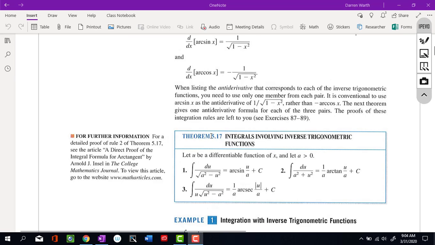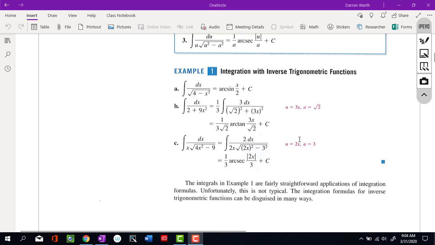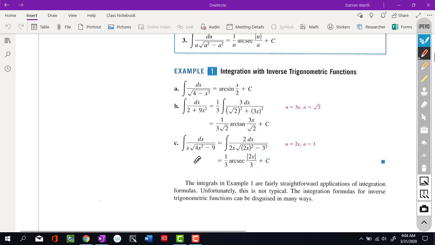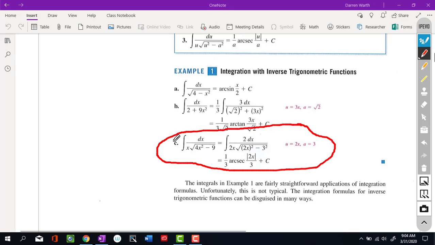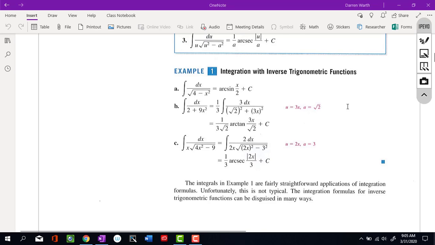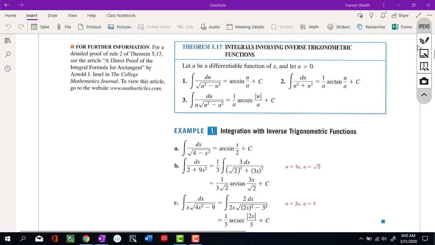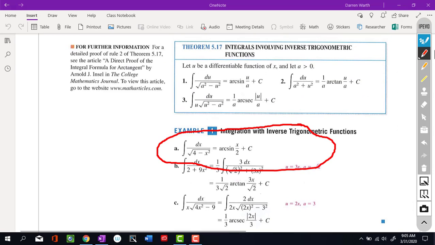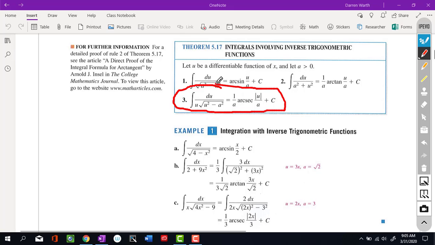Okay, on this next example, example 1c, they're demonstrating this last integral. And so you're going to notice this is the integral of dx over x squared, 4x squared minus 9. So if you go ahead and take a look at your integrals, we're looking at this third one right here, but it matches up.